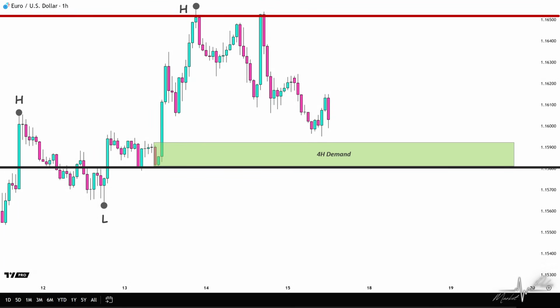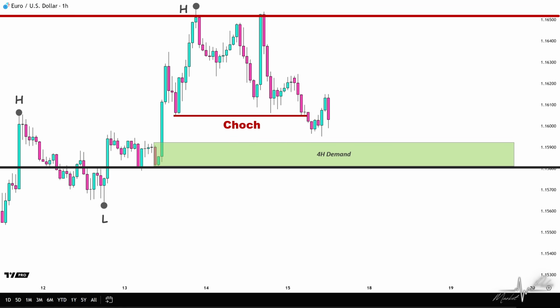Now, on the 1-hour chart, the picture is less clear. We don't have a clean trend. In fact, price has formed a change of character by breaking below this level, hinting that a potential reversal could be developing. But at the same time, the 4-hour structure is still bullish, and we have a strong demand zone sitting just below price. So right now, the best move is patience. We wait and see which side takes control.